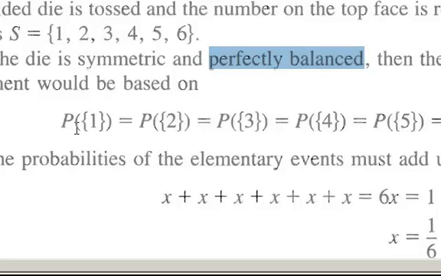If the die is symmetric and perfectly balanced, so kind of an ideal die, then the probability model for the experiment would be based on saying that the probability of getting a 1 is equal to the probability of getting a 2 is equal to the probability of getting a 3, 4, 5, 6. Now, just to remind you, we always ask for probabilities of events. So that's why they have to put brackets around this. We don't ask for the probability of 1. We ask for the probability of an event, the event of getting a 1. So they have to put these brackets. So that's the reason for this kind of heavy notation.